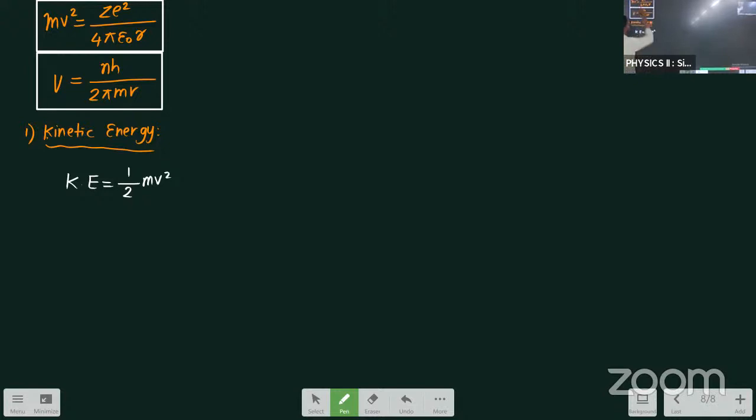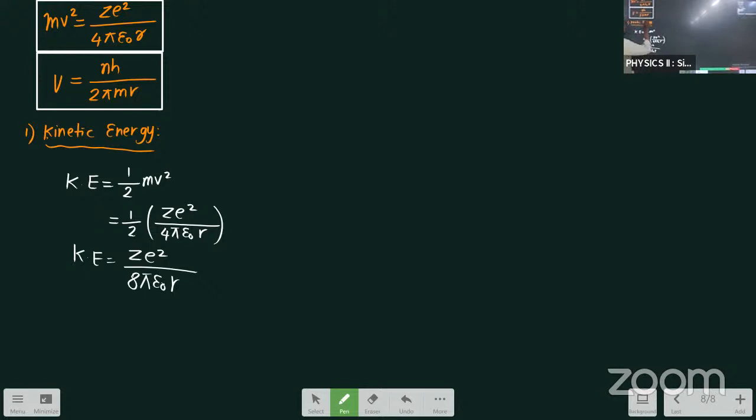Let us substitute the value of mv square. This will become 1 by 2 into the value of mv square, which is Ze square divided by 4 pi epsilon naught into r. If I substitute the value of mv square, it will become 1 by 2 into Ze square divided by 4 pi epsilon naught r. So what is the final expression? Kinetic energy K is equal to Ze square divided by 8 pi epsilon naught r.